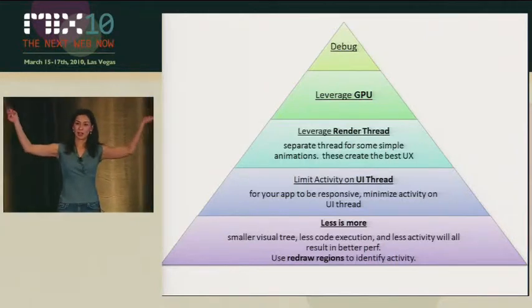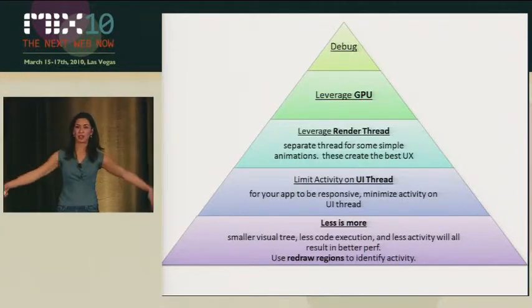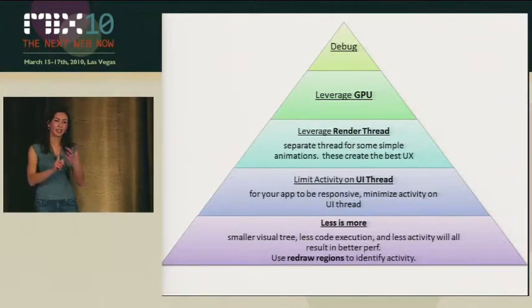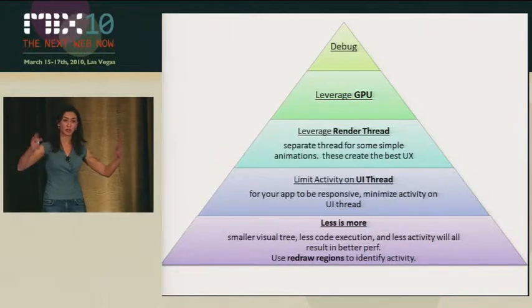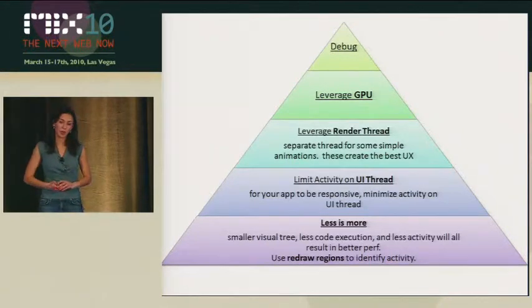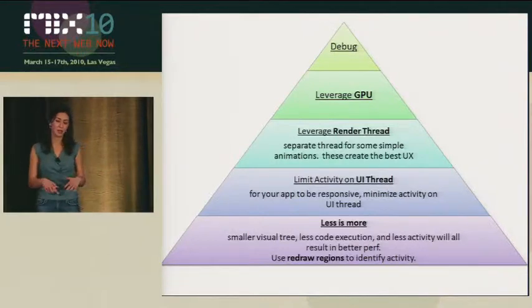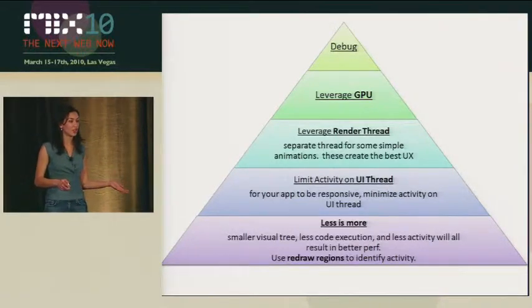When you think about building an application, this is sort of the pyramid on which we build all of our decisions. The first one is less is more. The concept that less activity, smaller code tree, and less rendering redraw regions is going to actually improve the experience of your application. We'll talk about the thread system on Silverlight on the Windows Phone and how that differs from Silverlight on the desktop. And we're going to talk about leveraging the GPU, also differing from Silverlight on the desktop.